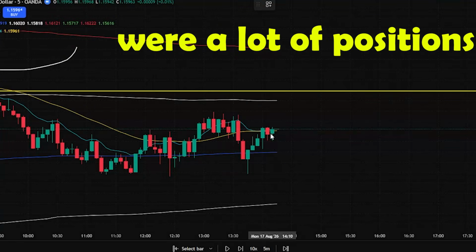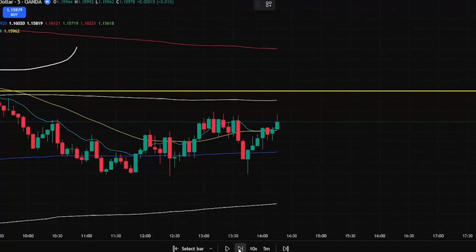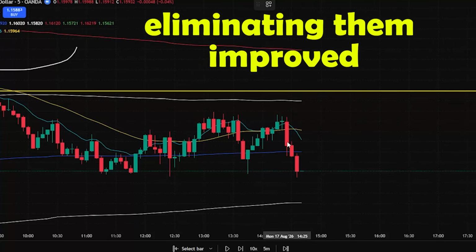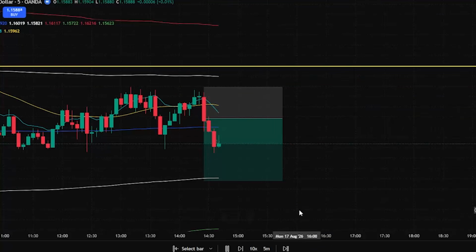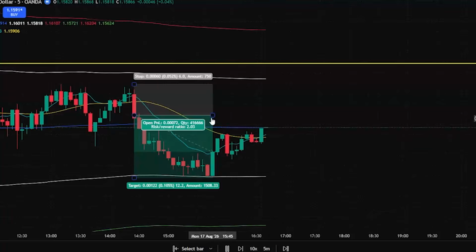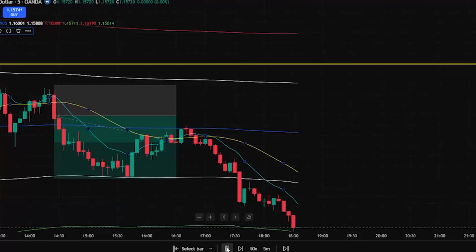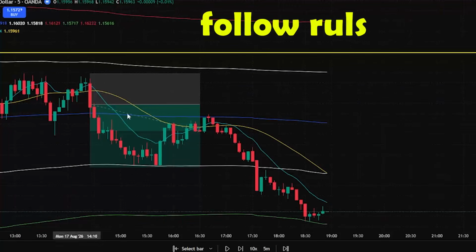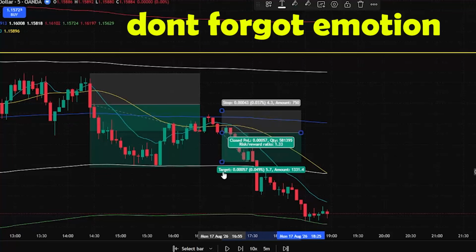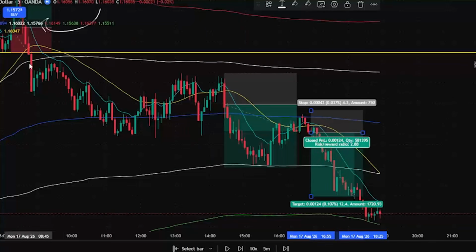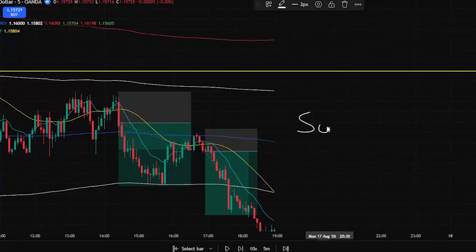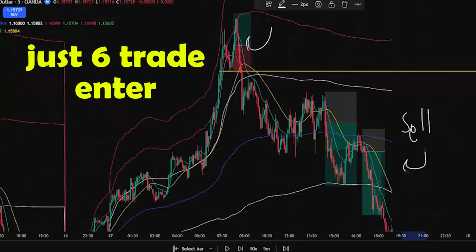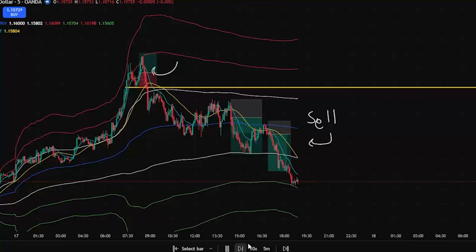During the 100 trades, there were a lot of positions that were attractive on the surface, but eliminating them improved the quality of the results. Finally, this backtest taught me one important thing. No strategy is going to win all the time. The real advantage comes when you have a solid system, follow its rules, and don't let emotions control your decisions. Combining tools can give you better insight, but what makes the difference in the long run is discipline, risk management, and proper execution. I only kept 6 out of 100 backtests to see which ones really work.